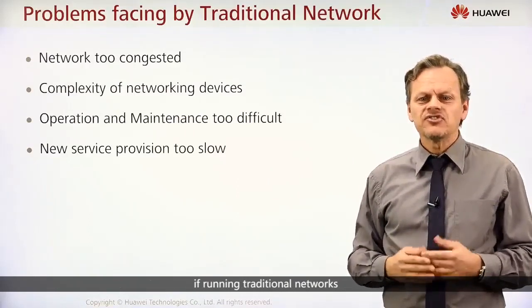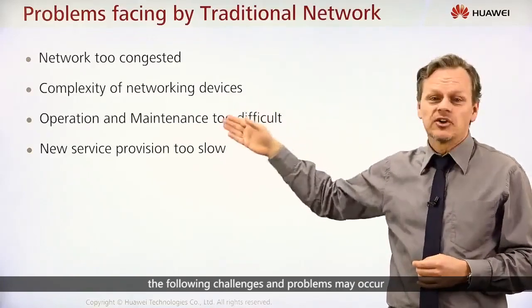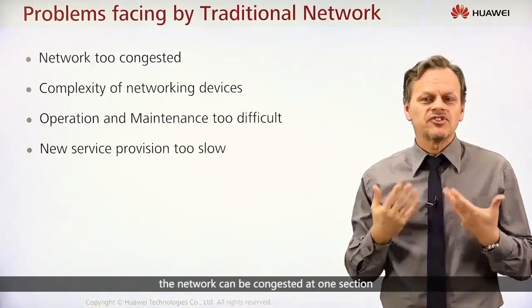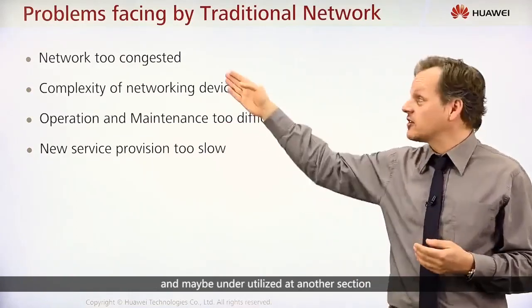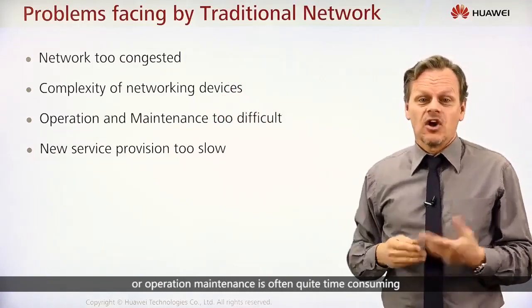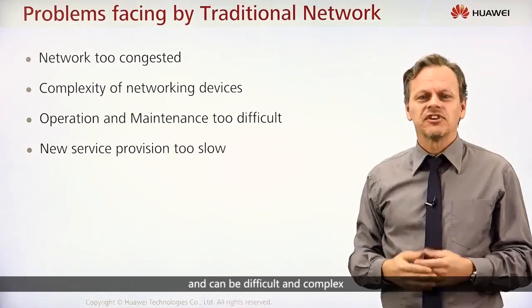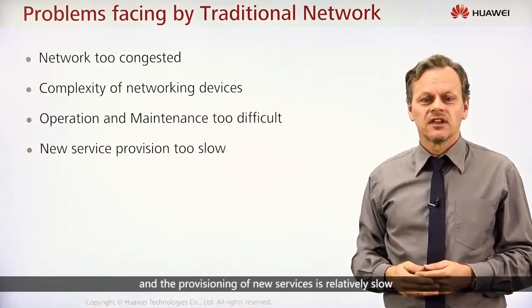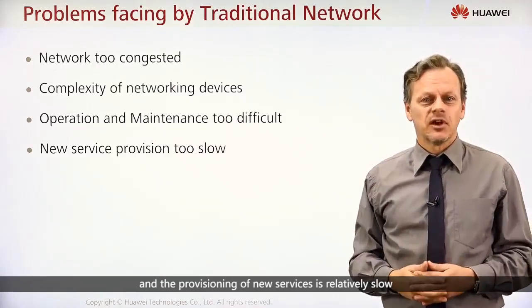If running traditional networks, the following challenges and problems may occur. The network can be congested at one section and may be underutilized at another section. Or the network devices are complex. Or operation and maintenance is often quite time-consuming and can be difficult and complex. And the provisioning of new services is relatively slow.